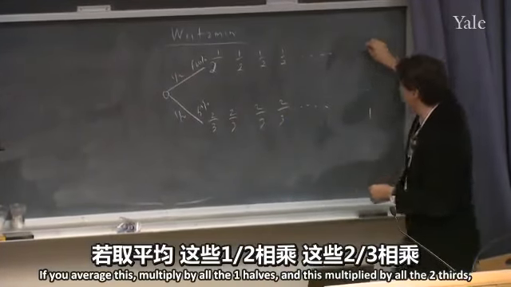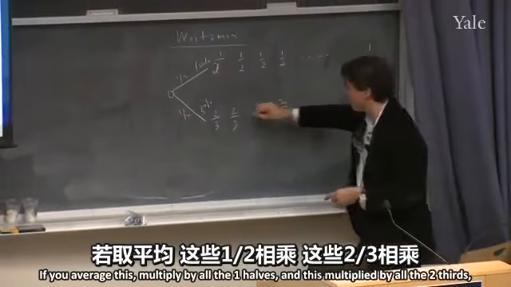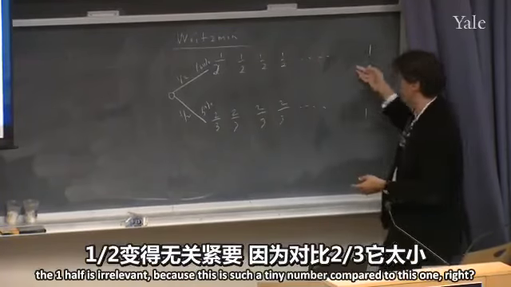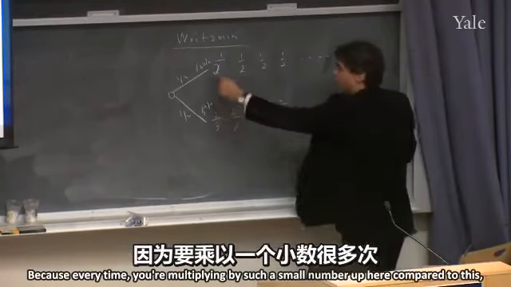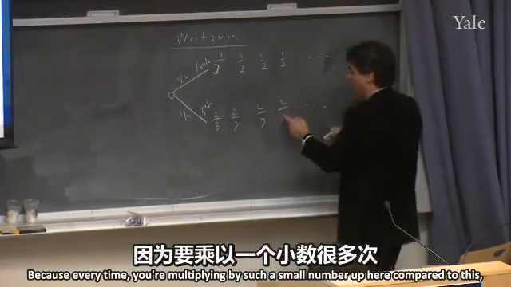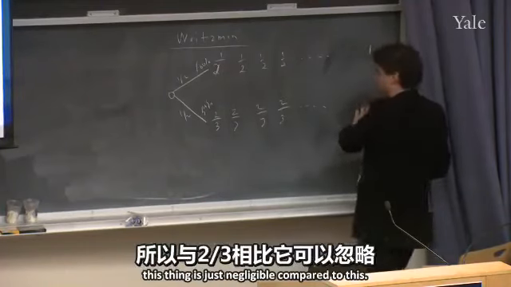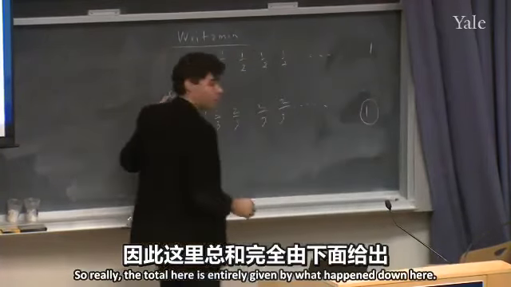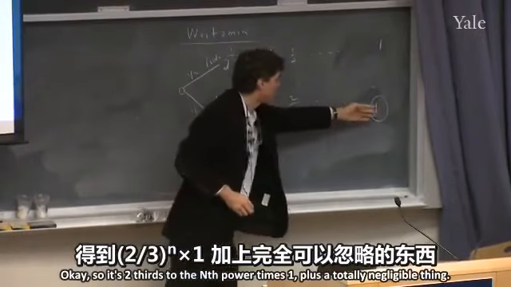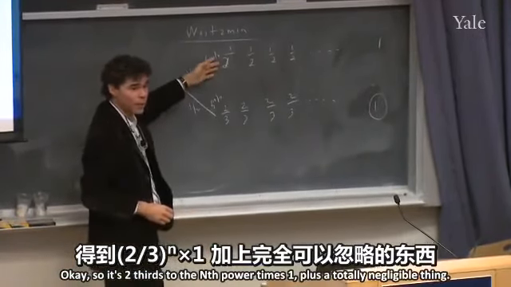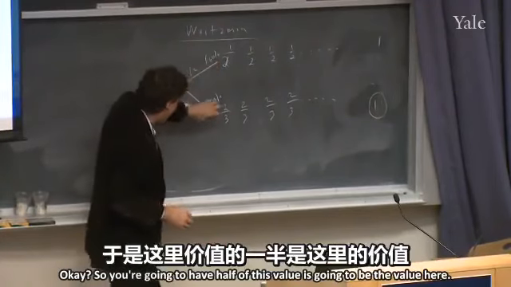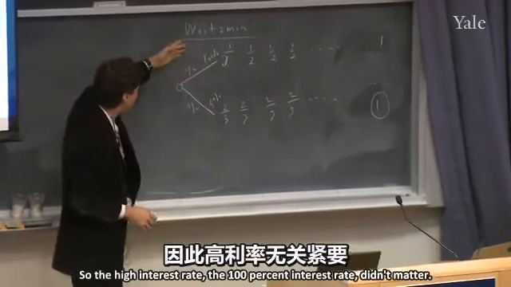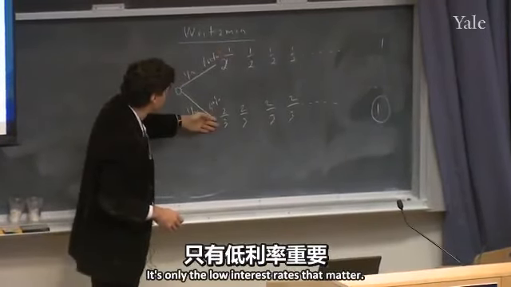If you average this multiplied by all the halves, and this multiplied by all the 2/3s, the half is irrelevant because it is such a tiny number compared to this one. Every time you're multiplying by such a small number up here compared to this, it is negligible. So really the total here is entirely given by what happened down here. Okay, so it's 2/3 to the nth power times 1 plus a totally negligible thing. So you're going to have half of this value be the value here. So the high interest rate, the 100% interest rate, didn't matter. It's only the low interest rates that matter.